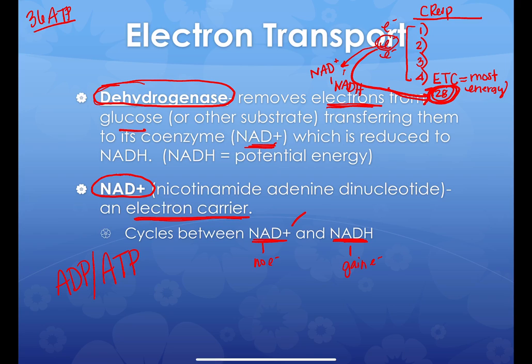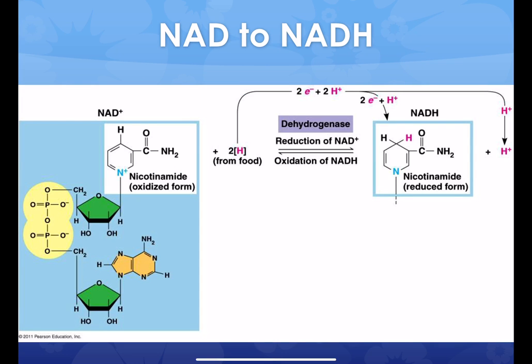When it picks up electrons, it becomes NADH, okay? That's more of the potential energy molecule, NADH. And NADH carries those electrons, again, to the electron transport chain. Once it drops them off at the electron transport chain, it goes back to being NAD until it can pick up more electrons and carry them to the electron transport chain. So this is an electron carrier because that's what it does. It carries electrons, okay?